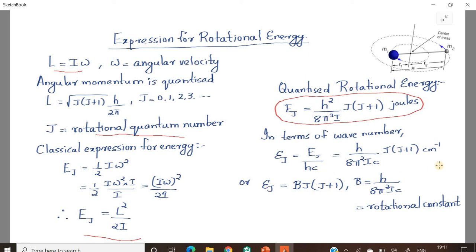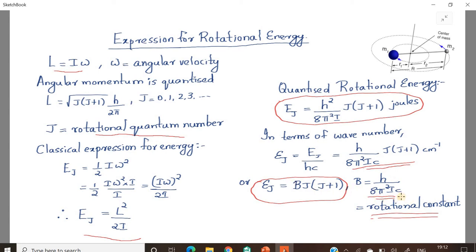So in terms of wave number, we can express the rotational energy as epsilon_J equals h by 8 pi square I c J into J plus 1 centimeter inverse. This can be simplified as epsilon_J equals B J into J plus 1, where B equals h by 8 pi square I c, and that is known as the rotational constant. So we have defined a new term B, which is called the rotational constant, whose value is given by B equals h by 8 pi square I c.